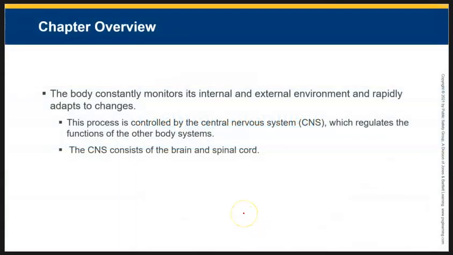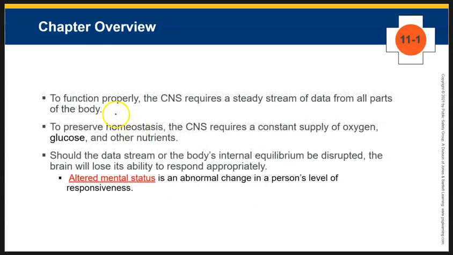To begin, the body constantly monitors its internal and external environment, and it's going to control that through the central nervous system. That preservation of kind of a steady state is something that we call homeostasis. So to maintain homeostasis, we regulate the supply of oxygen perfusing our tissues and the glucose that supplies energy to the cells, and we consider the removal of waste products from the cells as well.